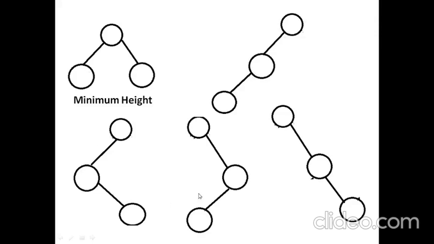So all the other examples are all the various ways of representing that binary tree which has got the height of 3 with 3 nodes.